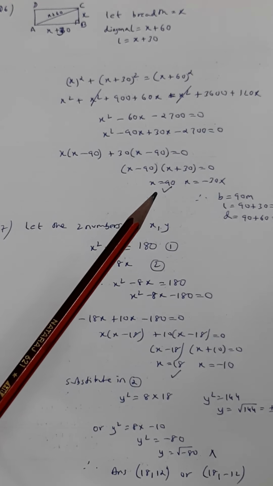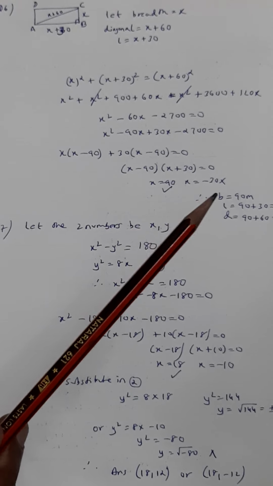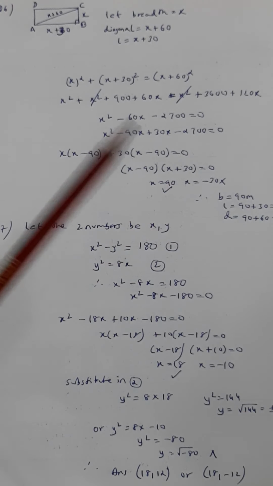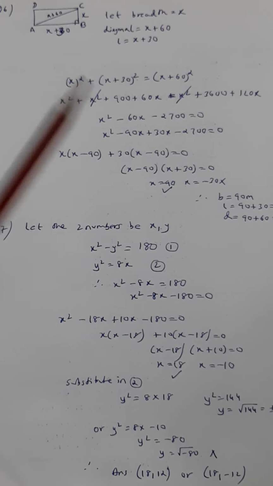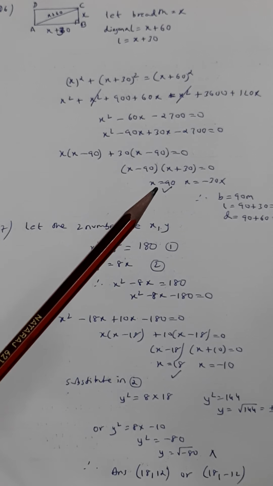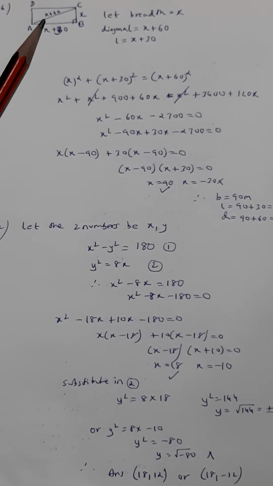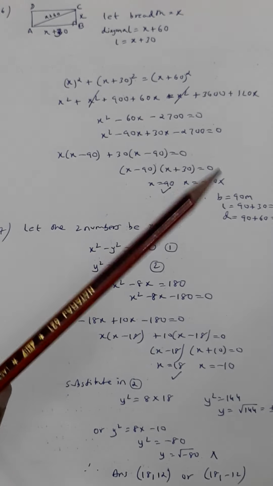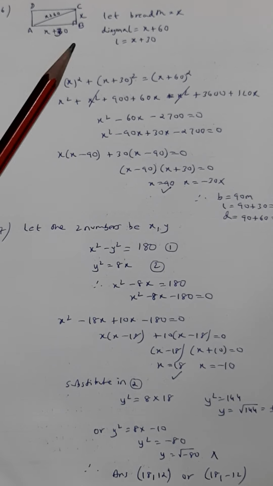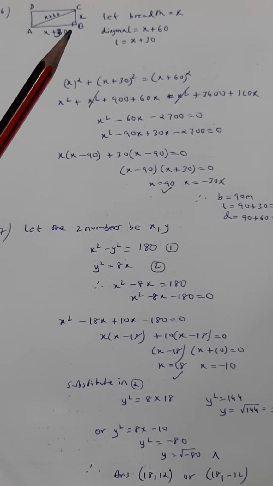So you will get two possible answers, 90 and negative 30. Negative 30 is rejected because a negative side of a rectangle does not exist. So x is 90, so the breadth is 90. The length will be 30 more than that, so 90 plus 30, 120. And the diagonal will be 90 plus 60, 150. So the sides of this rectangle are found out.